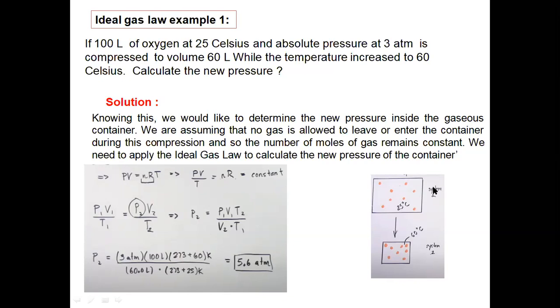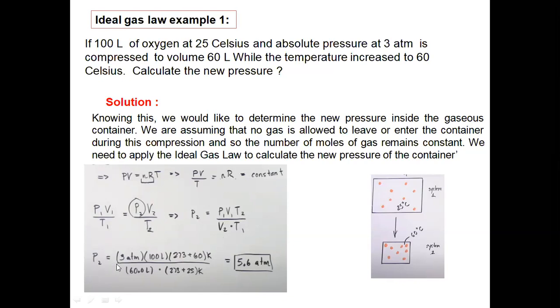So we have system 1 at 25 Celsius and it's compressed to system 2 at 60 Celsius. The ideal gas law: PV equals nRT. So PV over T equals nR, and nR is constant, since the number of moles is constant. So P1 V1 over T1 equals P2 V2 over T2. So P2 equals P1 V1 T2 over V2 T1.